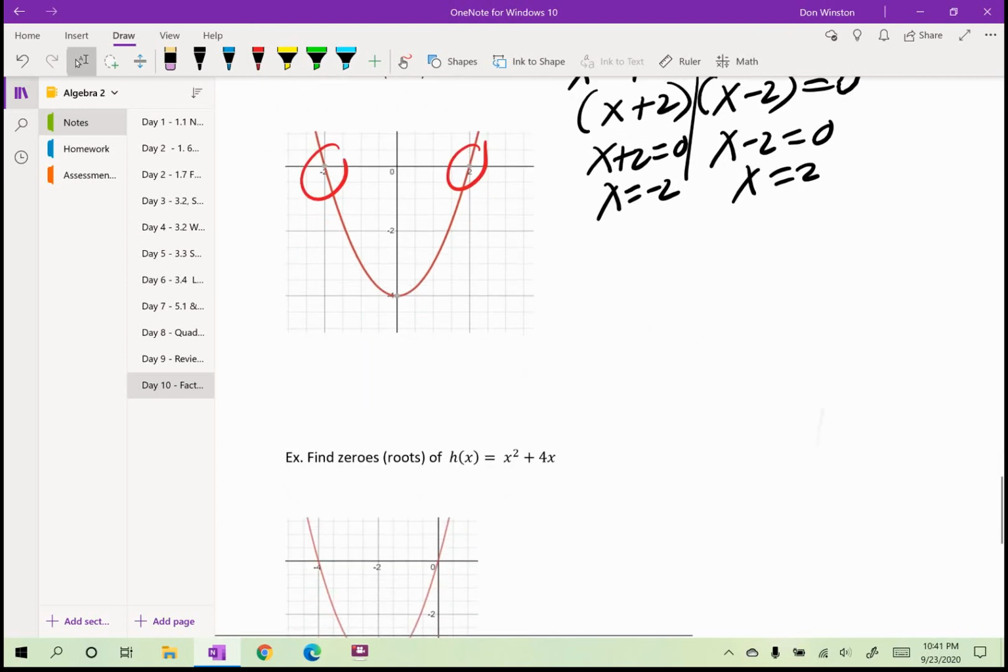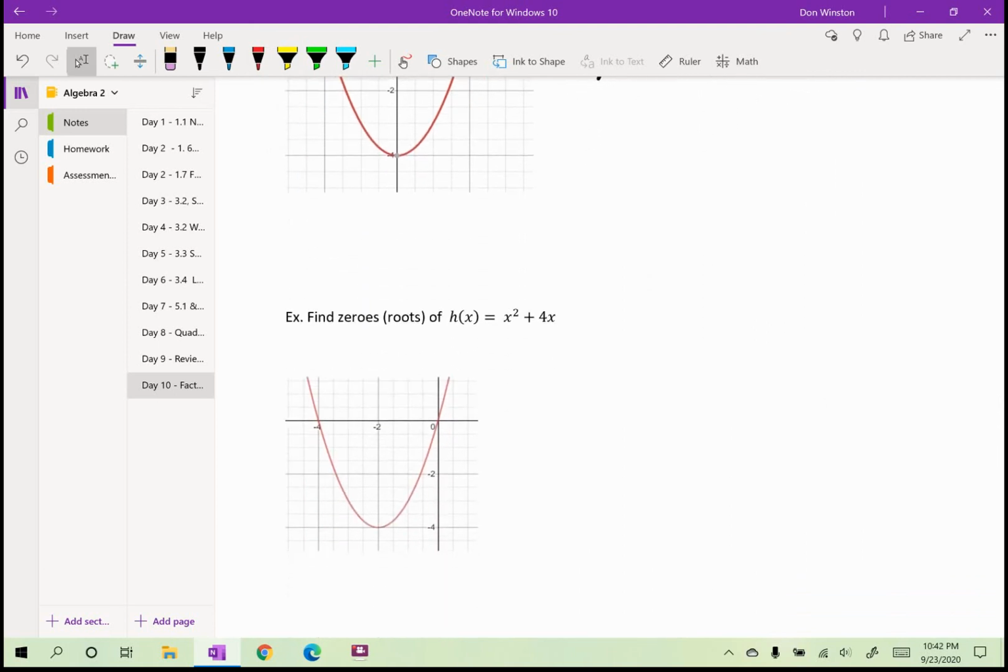So for homework, you'll be given problems like this. It says find the zeros or roots. Okay, so h of x equals x squared plus 4x. That means set h of x equal to 0. 0 equals x squared plus 4x. Okay, so recall how to factor binomials.